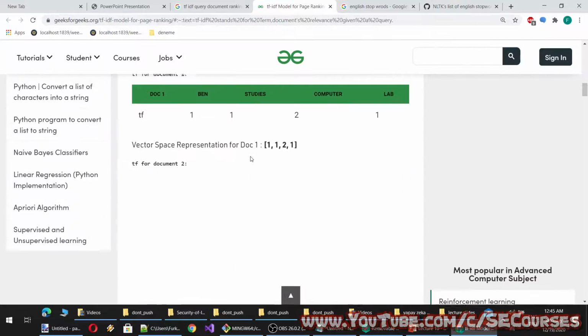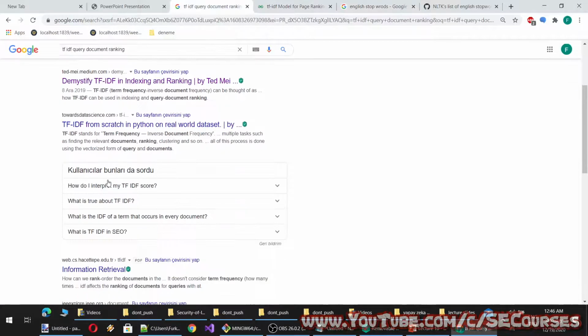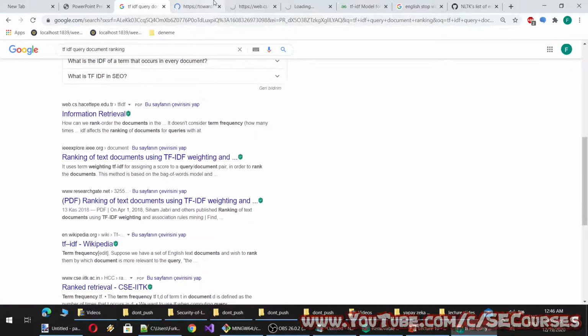For example, we can explain it like this. The word "studies" appears only in one document. "Computer" appears in only one document. "Lab" appears in only one document. "Steve" appears in only one document. Let's see if there are any words that appear in multiple documents. This example is too simple actually. Yeah, every word appears only in one document. I would expect some words appearing multiple times. Maybe we can find some such example.